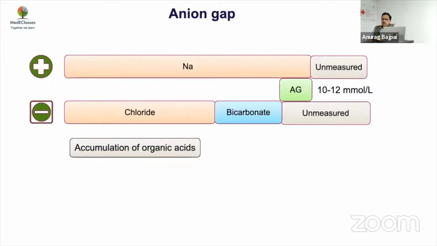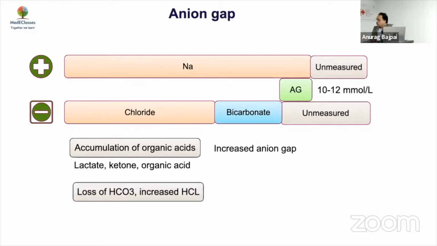Now, if there is accumulation of organic acids, Dr. Naveen, what will happen to the anion gap? It will be increased. If you have lactate, ketones, or DKA, which is the most common we see, or organic acidemia, your anion gap will increase because unmeasured anions are more. What will happen if you have a loss of bicarbonate or increased HCl? In this case, the gap will be normal because there will be a compensating increase in chloride. As your bicarbonate goes down, chloride will go up. So RTA and diarrhea will typically have a normal anion gap. This is a very simple concept to understand.